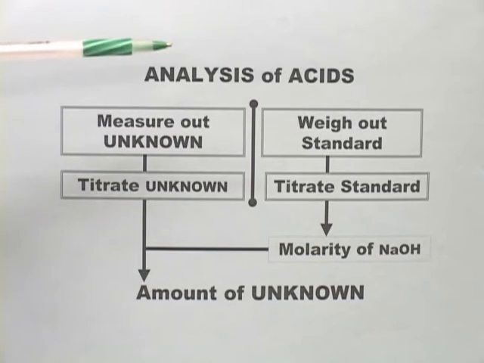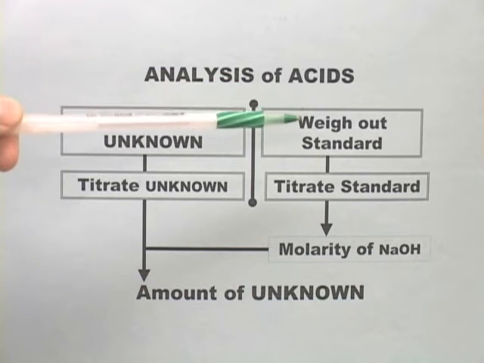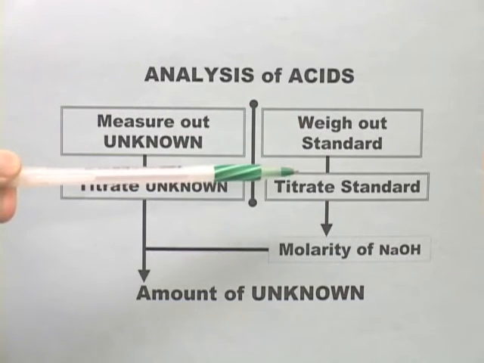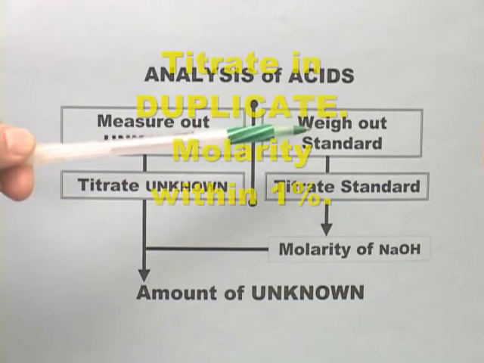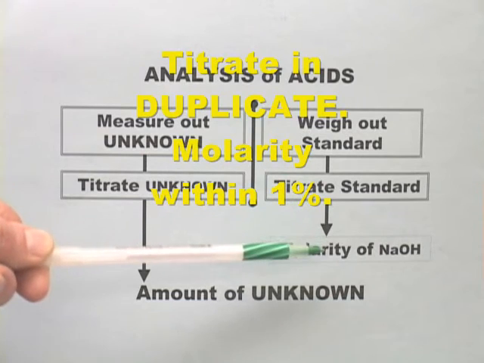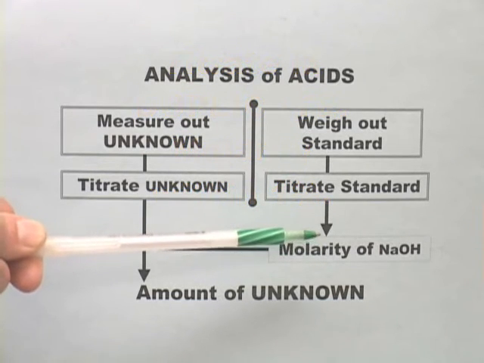Well, here's a schematic of what you'll be doing today, an analysis. You probably, first of all, will weigh out your standard, that is the potassium hydrogen phthalate, and dissolve it and titrate it with your sodium hydroxide. The amount of sodium hydroxide needed to neutralize the KHP will tell you the molarity of the sodium hydroxide.